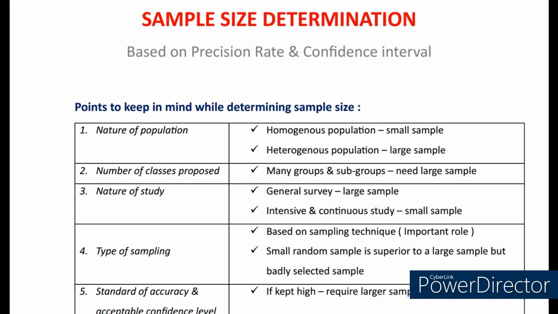Next is the number of classes proposed. So if there are many groups and subgroups, we need large sample so that we can allocate decent number of individuals to different groups and subgroups. Next is the nature of study. For general surveys, we need large sample. But if the study is intensive and continuous, we prefer small samples.